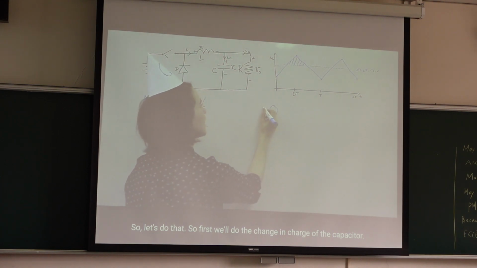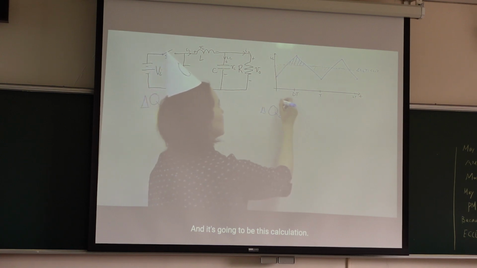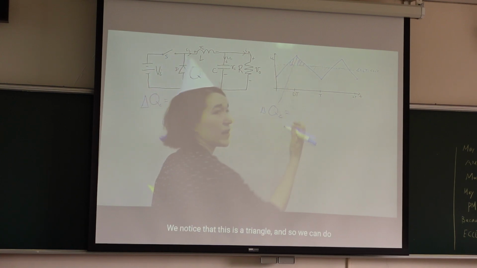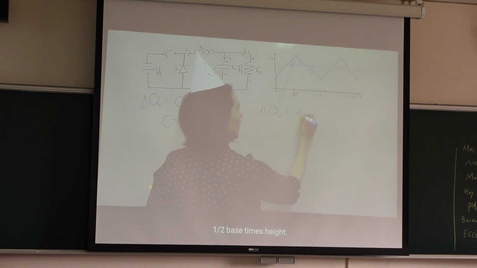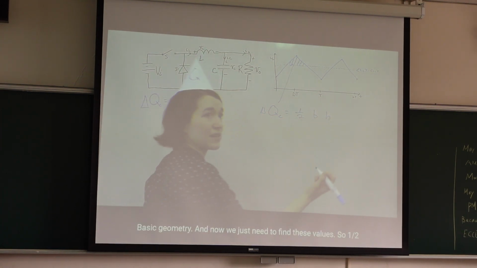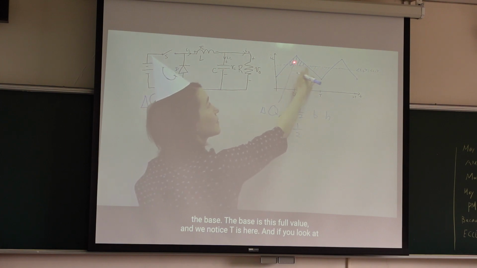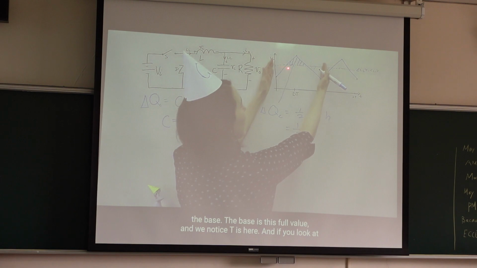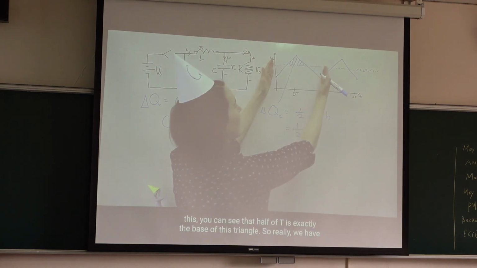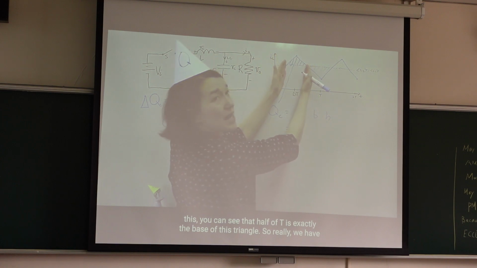It's going to be this calculation. We notice that this is a triangle, and so we can do 1/2 base times height, basic geometry, and now we need to define these values. This is the area; the base is this full value, T, and the height is this. If you look at this, you can see that T is exactly the base of this triangle, and it is divided by 2 because it is triangular.